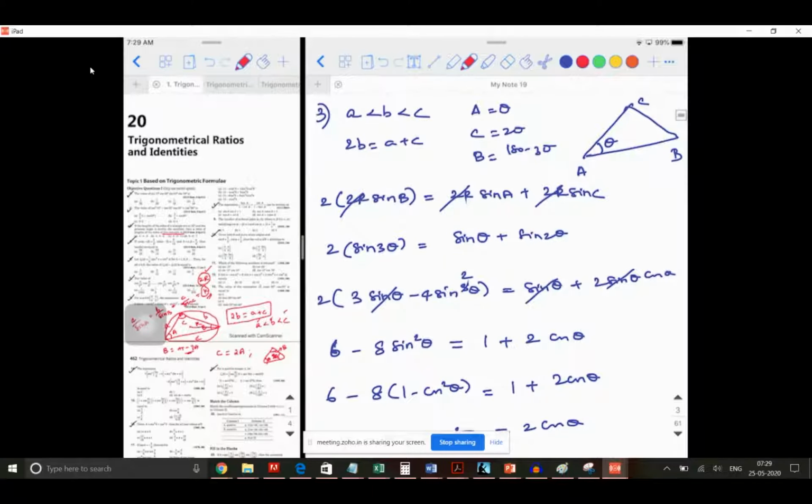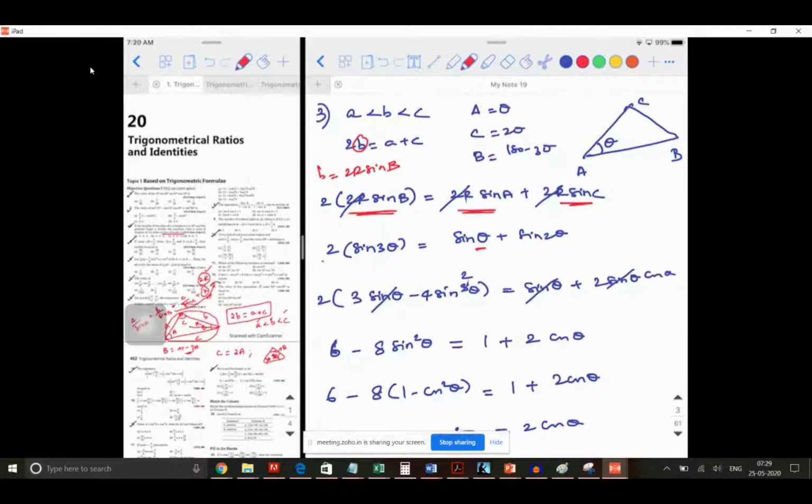So as I told you, a by sin A is equal to 2R, means you can write b is equal to 2R sin B, right? So the sin B goes to the other side. So I wrote it as 2 into 2R sin B is equal to 2R sin A plus 2R sin C. So 2R will get cancelled. 2 into, I've taken C as theta. Sorry, I've taken A as theta. Just a minute. Sorry, I've taken C as theta.